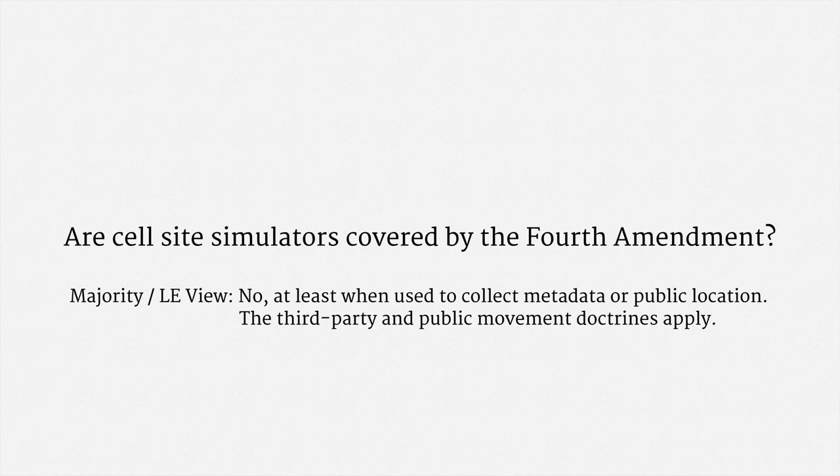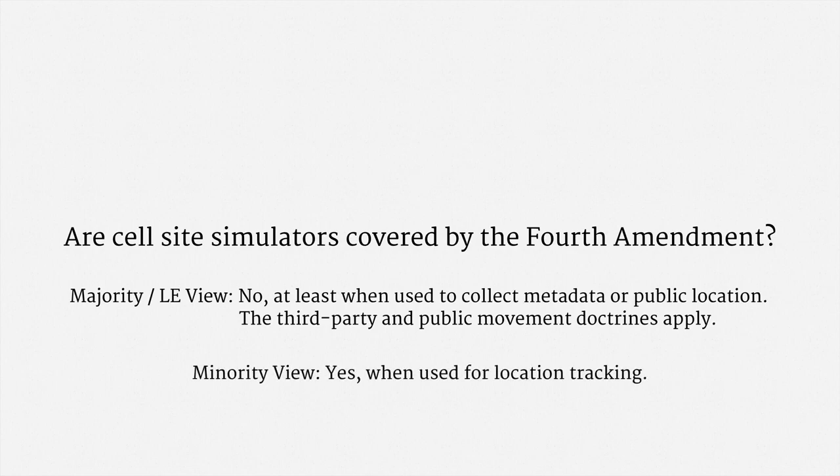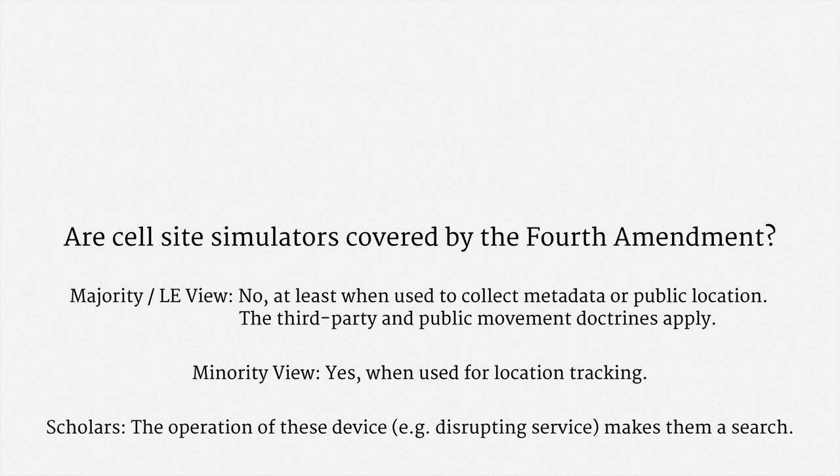Much like with cell phone tracking, though, there is a growing minority view. It says that a person does have a reasonable expectation of privacy in their cell phone's location. And so, these cell site simulators are covered by the Fourth Amendment when they're used for location tracking. Finally, some scholars have tried to bridge the divide between these views. They've argued that even if a person doesn't generally have a reasonable expectation of privacy in a cell phone's public location, there's something about the operation of cell site simulators that makes them a search. For instance, disrupting a person's cell service is an interference with property, much like physically attaching a GPS tracker is an interference with property. At the time of recording, courts haven't had occasion to expressly rule on these theories. So, there's the constitutional analysis.